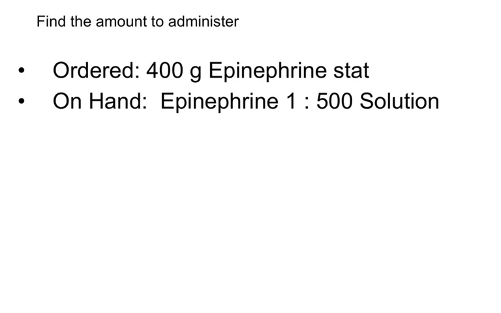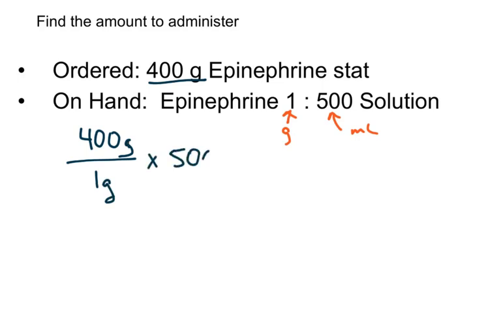Next one. Okay, we have to find the amount to administer. We have 400 grams ordered, and we have a 1 to 500 solution. So the number in the front is the number of grams. The number in the back is the number of milliliters. Okay, so now we do our dosage problem. What's ordered? 400 grams over what's on hand, 1 gram, times 500 milliliters. Now again, they match, so you can cancel the grams. And then you're going to do 400 divided by 1 times 500.